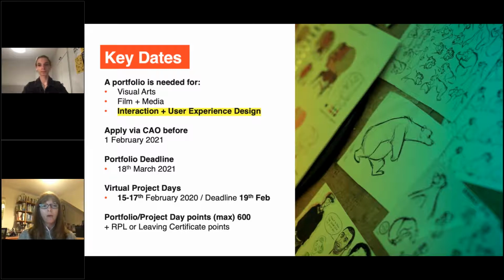But basically, any course that requires a portfolio, you must put it down on the CAO form the first time. While you can change your mind, and there's a late change of mind in June and so on, you can't change the courses that you've put down, you can change the order. So it's really important that you put the course down the first time on one of those 10 slots. Hopefully it'll be the first slot, but it's very important that you put it down. So the deadline is the 1st of February. And our portfolio deadline is the 18th of March.